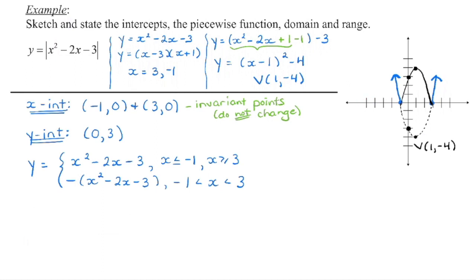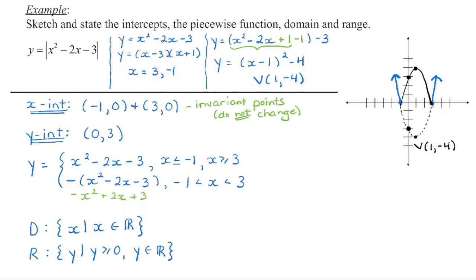So x is just going to be an element of the real number system. And then the range, we can see that our lowest point on that absolute value graph is 0. So y is going to be greater than or equal to 0, and y is an element of the real number system. Sometimes on this second function down here, people distribute that negative in which case you would end up with this quadratic. So again, these are the pieces of the function for the domain that we're looking at.